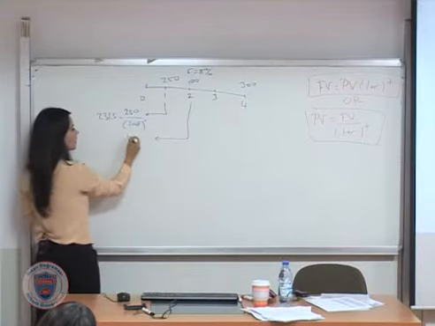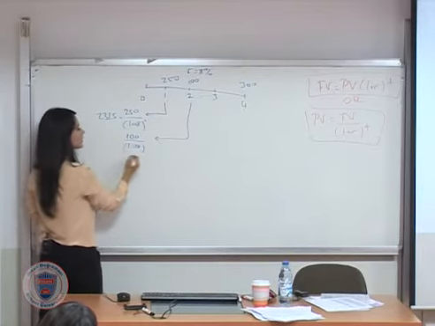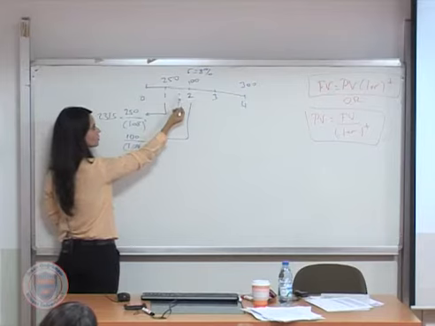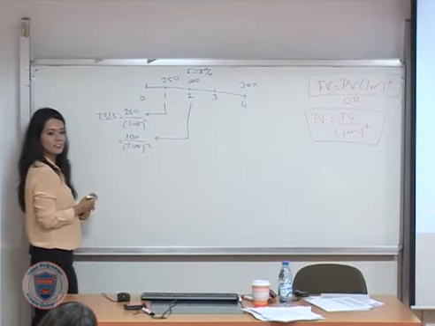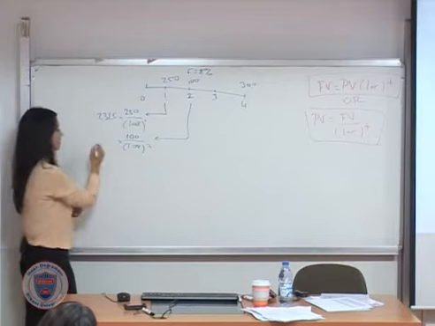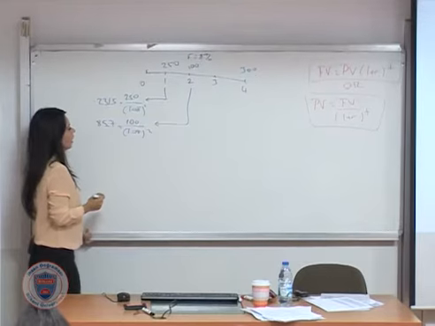So I have $100 as my future value. R is 8%. This time, how many periods do I have? 2. So what is the value of this? Okay.